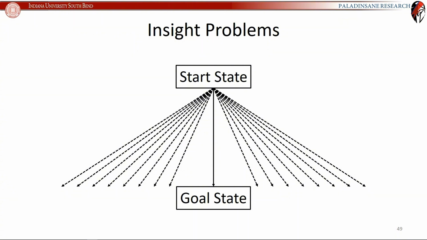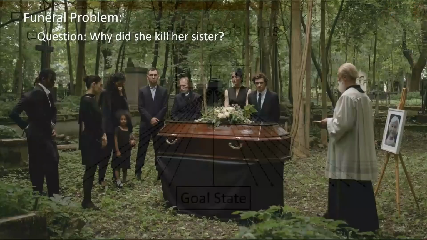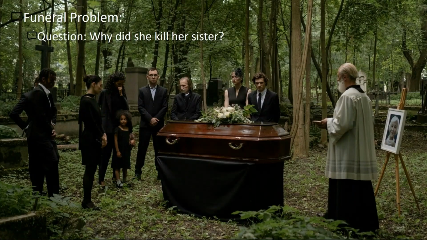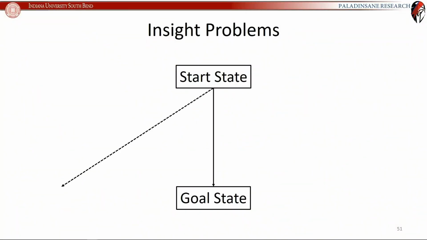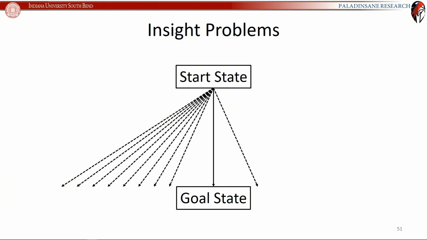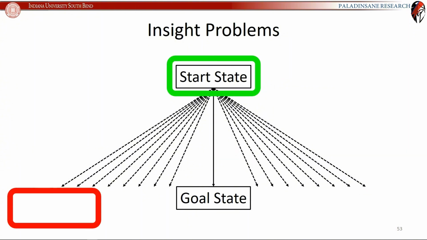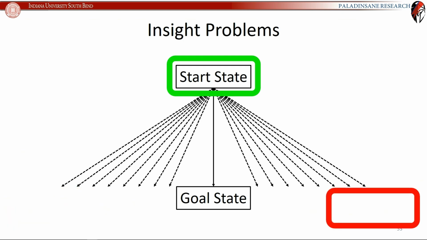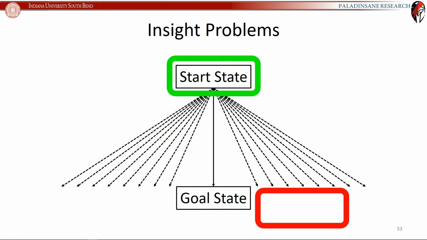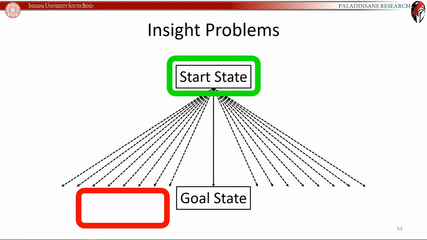So not only when you're trying to solve this funeral problem, why did she kill her sister? Not only are there a multitude of possibilities, you're looking for this one path amongst an almost infinite set of possibilities. So the chance that you're going to start at the start state and make it to the goal state is very, very low. More likely, you're going to end up at one of these red dead end states, one of these red non-goal states, non-solutions to the problem. And worse than that, once you get to that incorrect solution, where do you have to go in order to try to solve the problem?